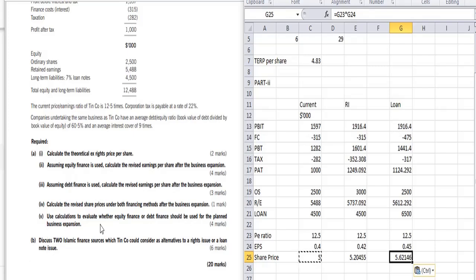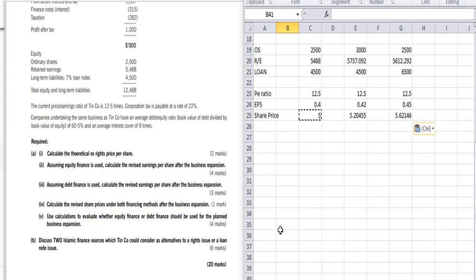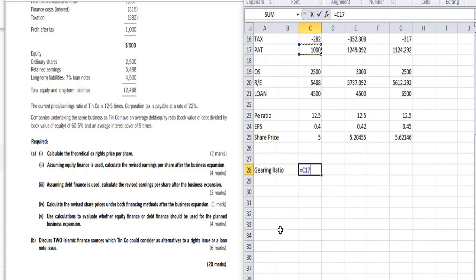Calculate, using calculation, to evaluate whether equity finance or debt finance should be used for the planned business expansion. So for this we will use the information given in the question. The question has calculated the gearing ratio, right? And how is it calculated? Debt to equity. So debt divided by equity, where equity is ordinary share plus retained earning at their book value.